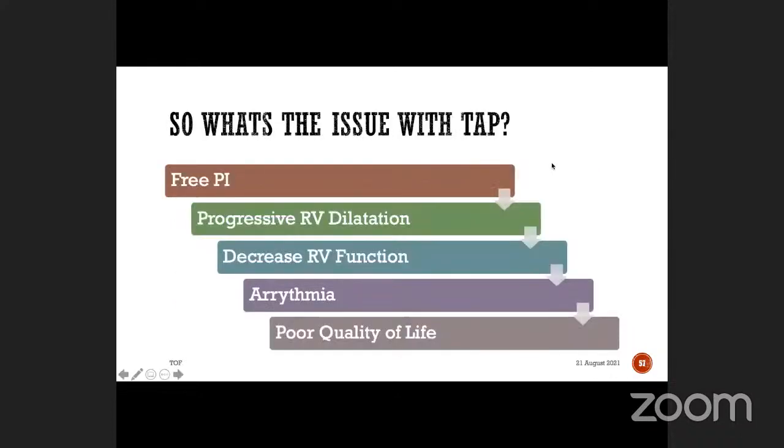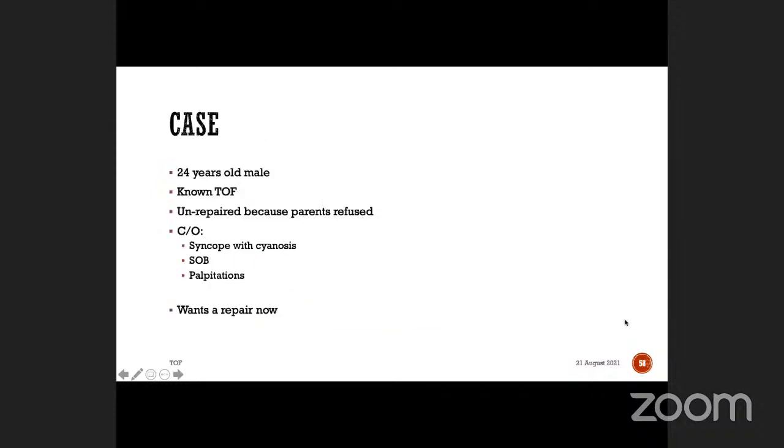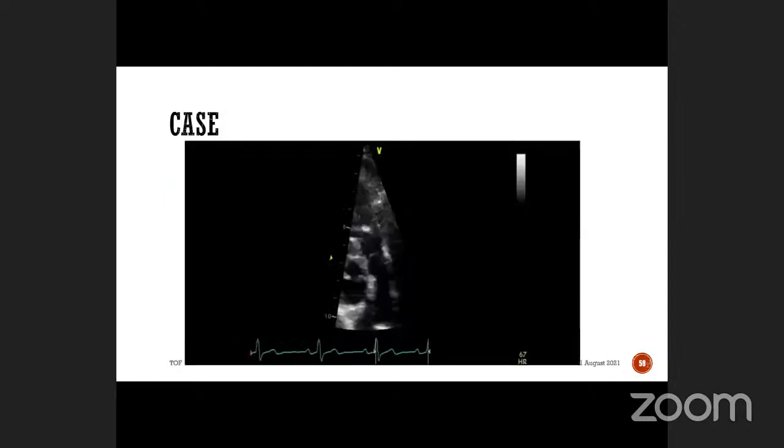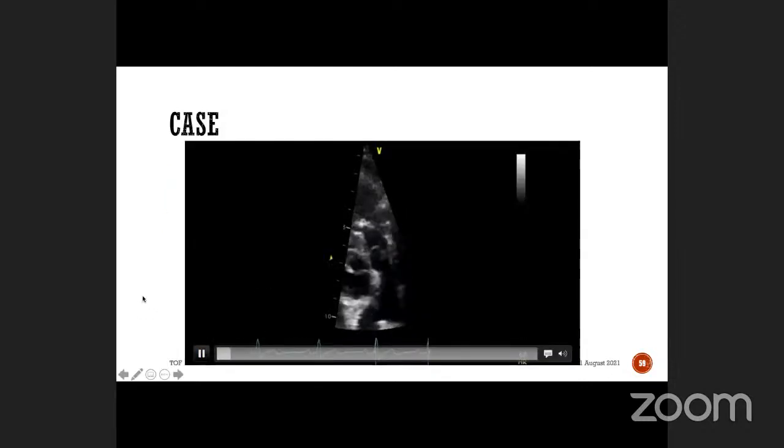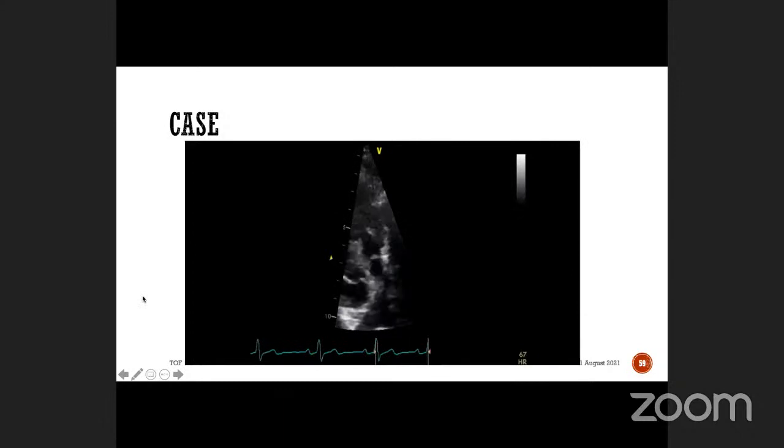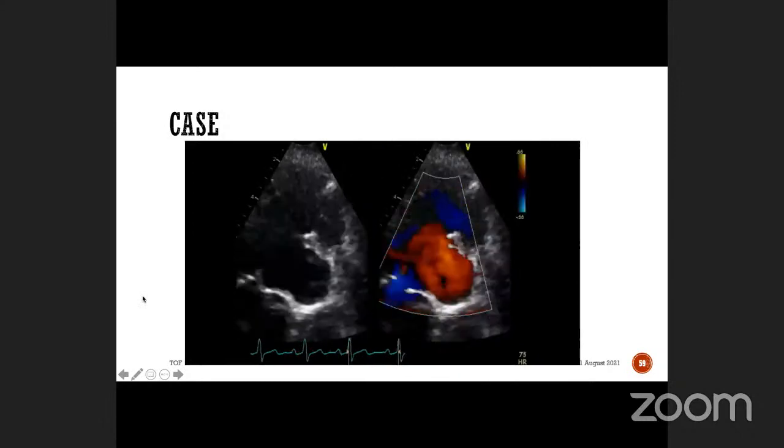So what is the issue with transannular patch? It's free PI, which causes progressive RV dilatation, decreased RV function, arrhythmia, and poor quality of life. So, a 24-year-old male with unrepaired tetralogy of Fallot because parents refused surgery a long time ago, presenting with syncope, cyanosis, shortness of breath and palpitation. He wants repair now, so we took him to the OR and did tetralogy repair with valve sparing.